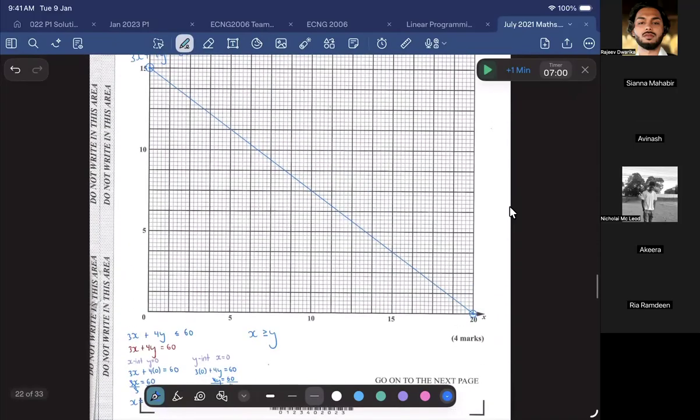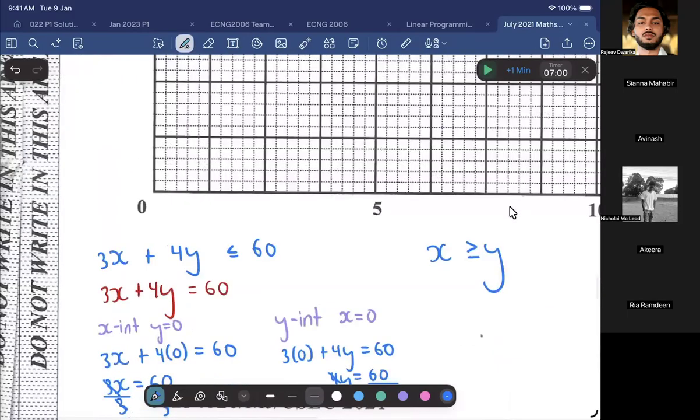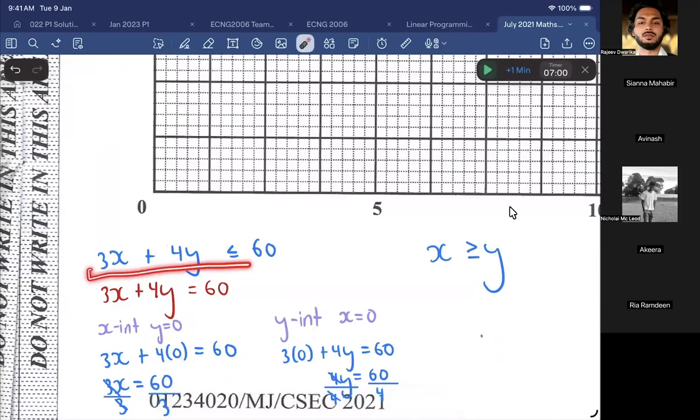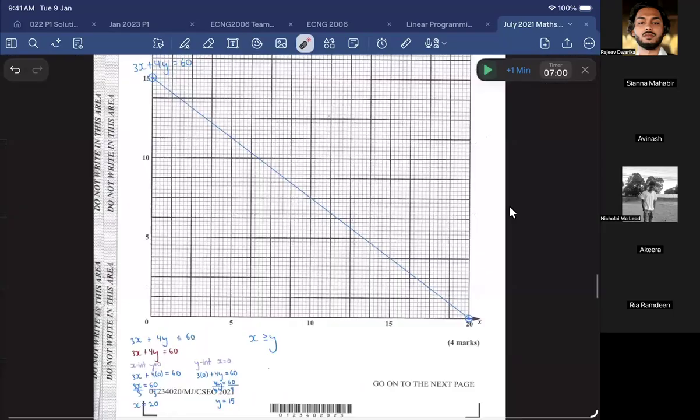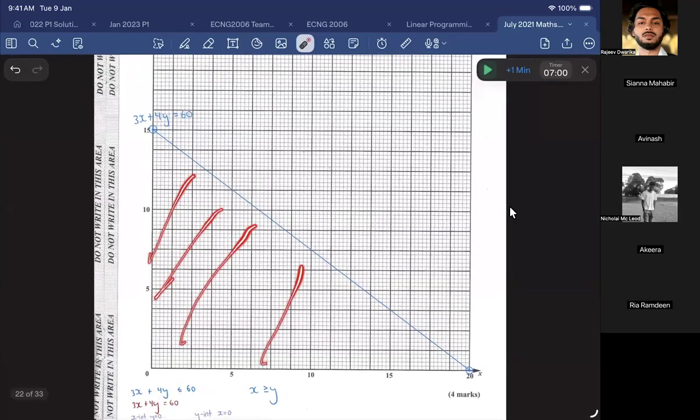Let's draw the other line now. Oh, I see. We shade the correct side. So Akira, we want to figure out where 3x plus 4y is what? More than or equal to 60. No, I mean less than or equal to 60. Less than or equal to 60. Okay, so do you think I should shade region 1 or region 2?